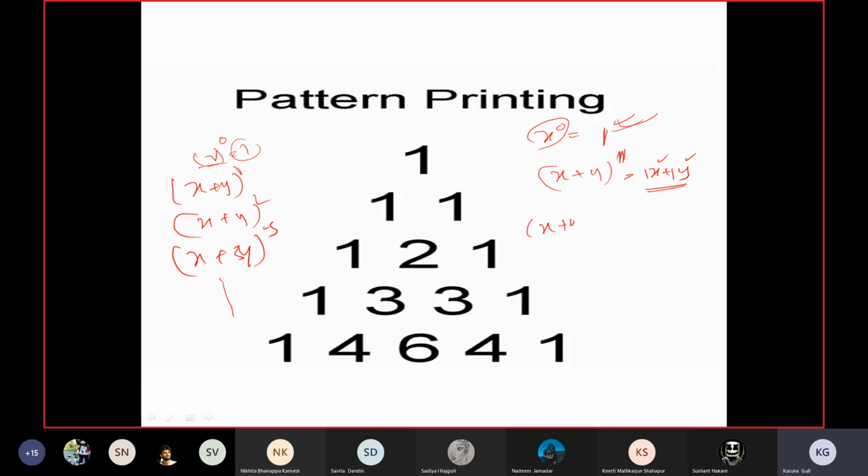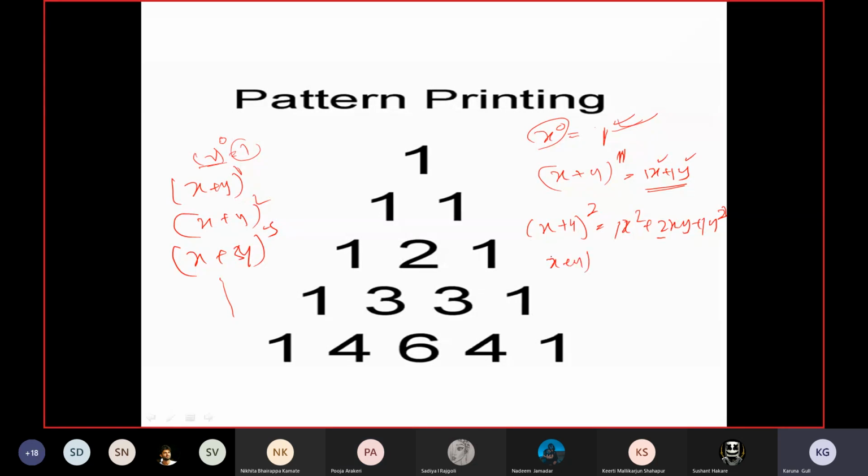Okay. Say if I write x plus y raised to square: x square plus 2xy plus y square. Is it okay? What are the coefficients of these things? 1, 2, and 1. Correct now?